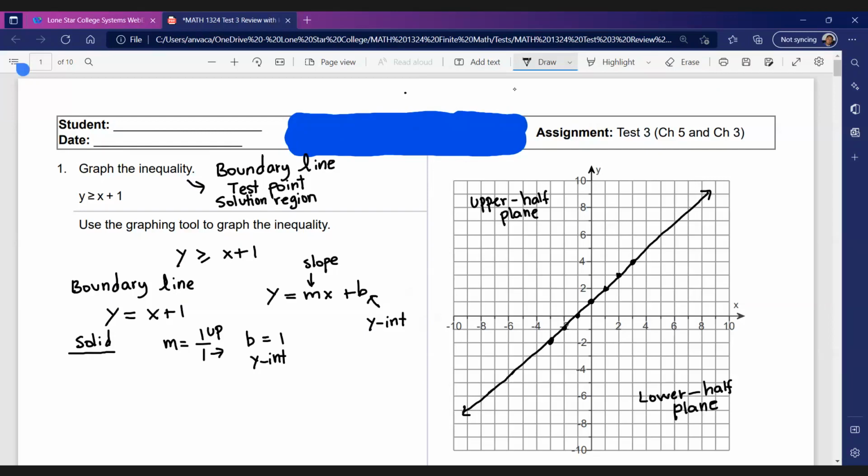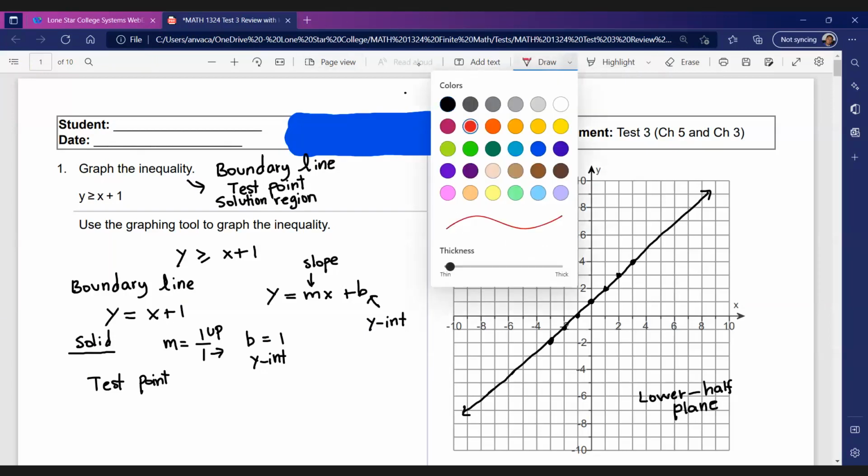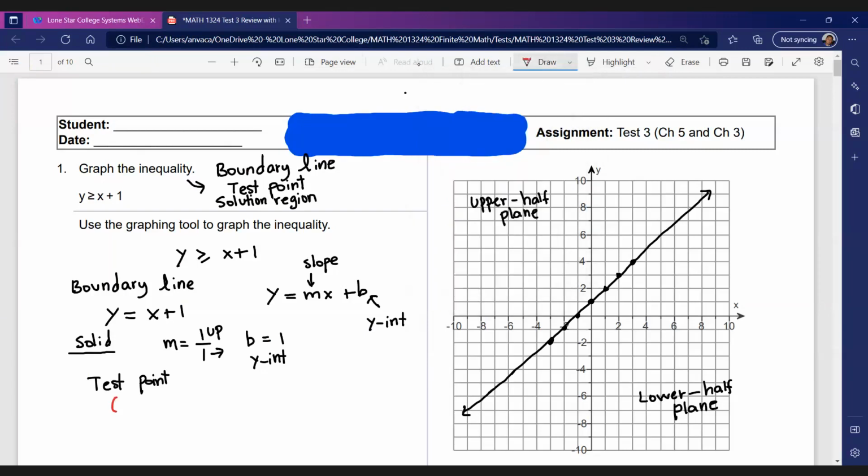So we just graphed the boundary line. Now we need a test point. In this particular case, we would like to choose the easiest point to test on our inequality. I'm trying to pick another color here, but for some reason this is kind of in the way. All right, here we go. So let's choose another color here. And the point that I want to choose will be 0, 0.